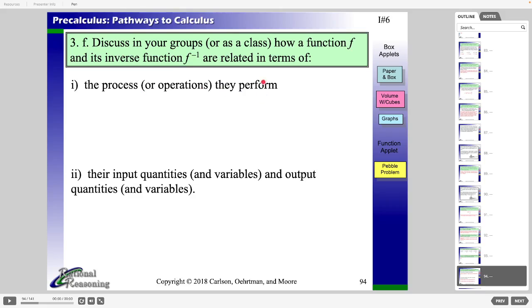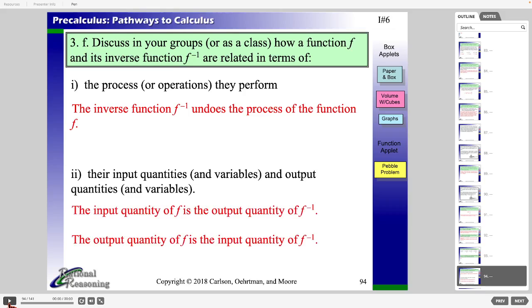The process, well, you always do opposite operations, right? Multiplication, the inverse is going to be division. Division, the inverse is going to be multiplication. And again, you'll see addition and subtraction are paired in both ways. And inputs and outputs switch places, right? The input quantity of f is the output quantity of its inverse. So again, you're also going to see domain and range switch places.